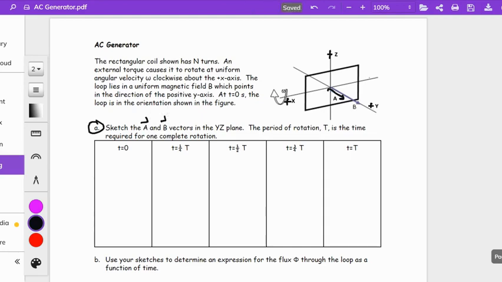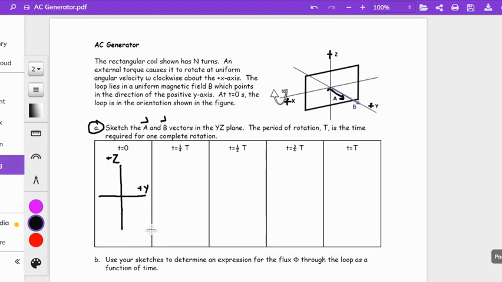In the sketches here, what might help you is to put positive y pointing to the right, and positive z going up. What does that mean? That means that positive x would be pointing out at you, and I'm not going to draw that. But you should understand that positive x is coming out at us.